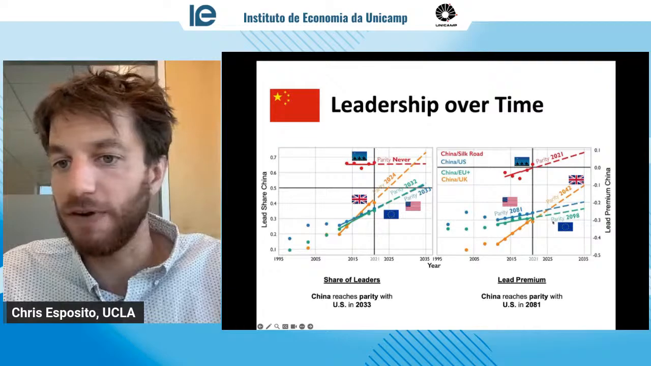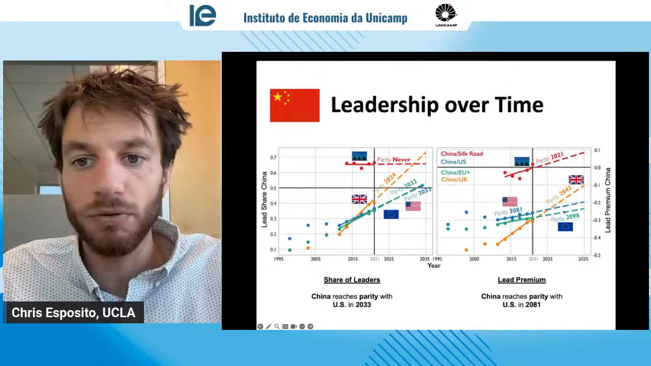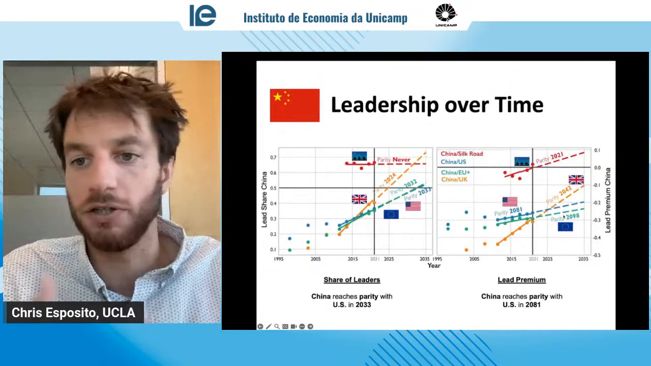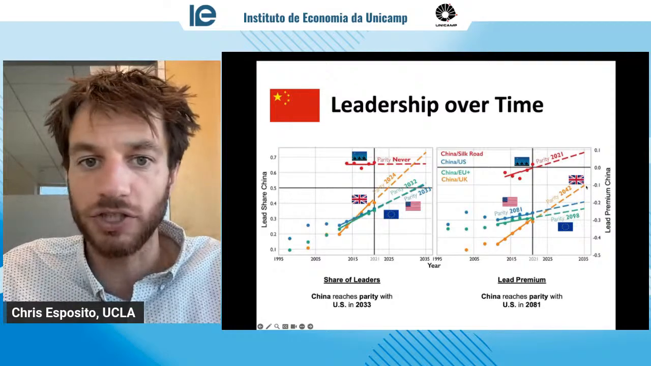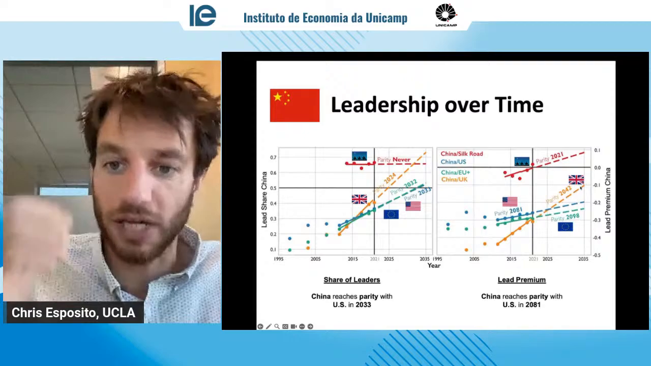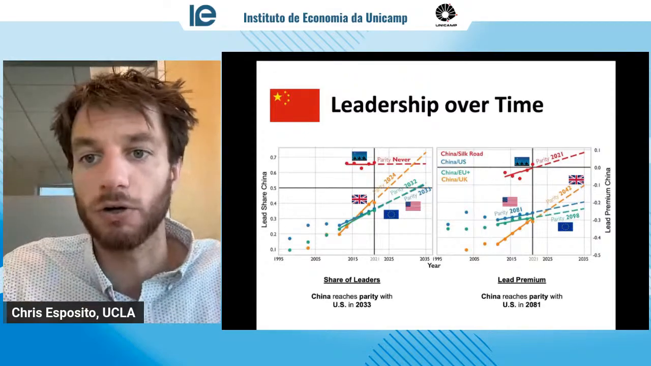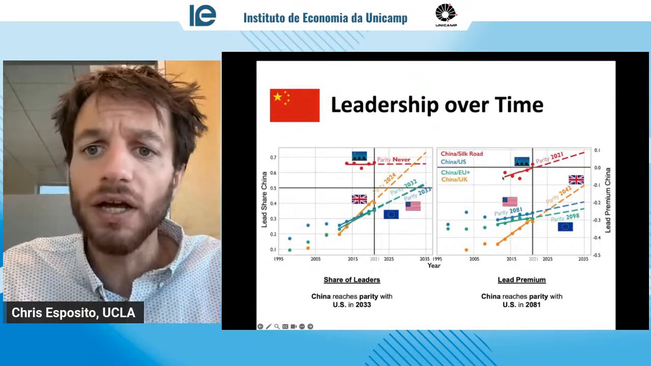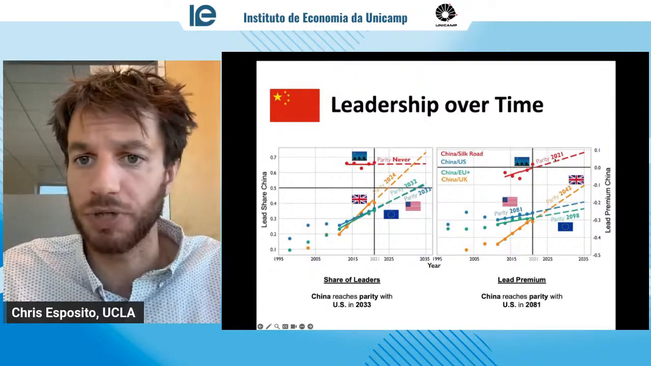In this regard, the values for the EU look quite similar to what we were looking at earlier, with a couple of years changing. Again, parity is reached with the UK sooner, so the UK doesn't look very strong according to this metric. And parity's already been reached in this regard with Silk Road.